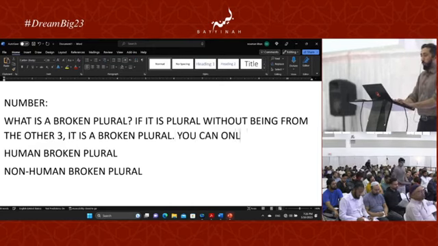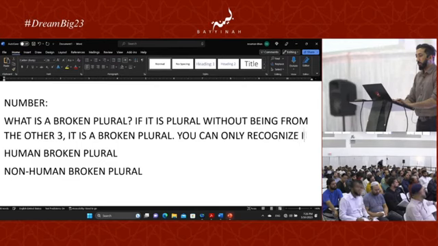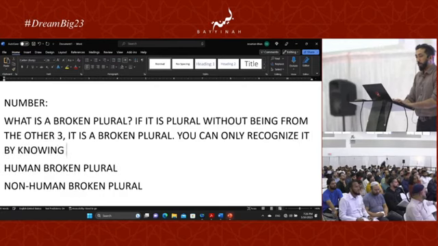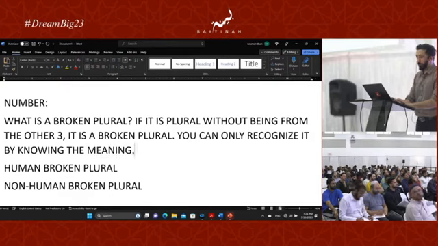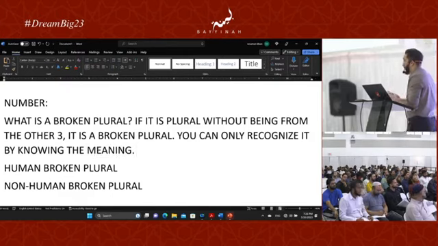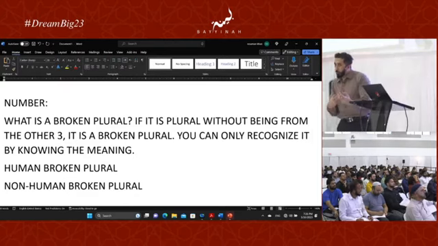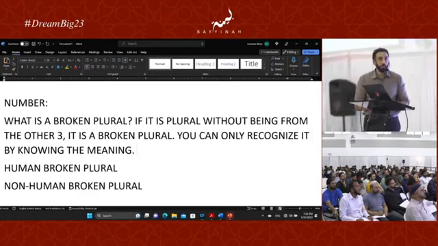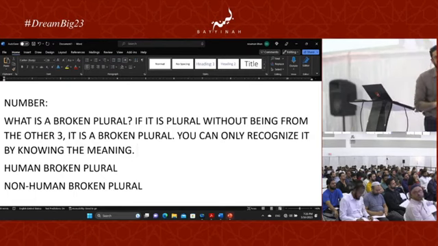You can only recognize it by knowing the what? Yeah, knowing the meaning. You can't recognize it otherwise. Sorry. Ustad, can you give me a clue? How can I tell if this word is a broken plural? I cannot. I cannot do so.